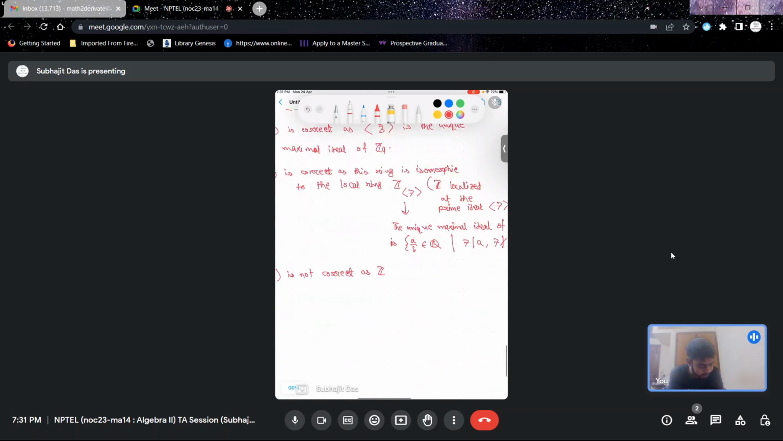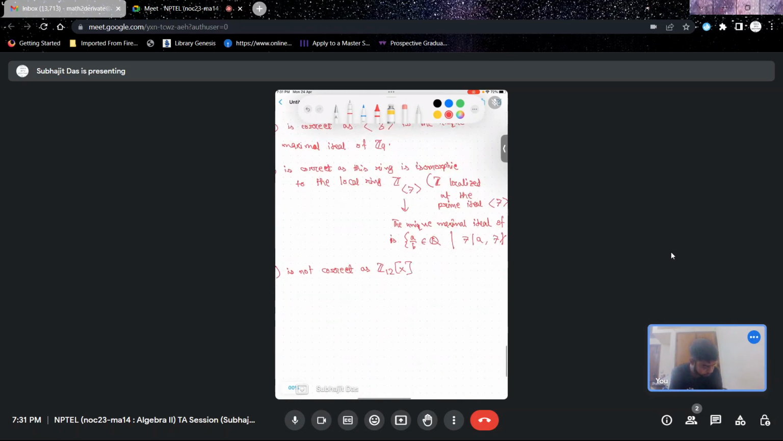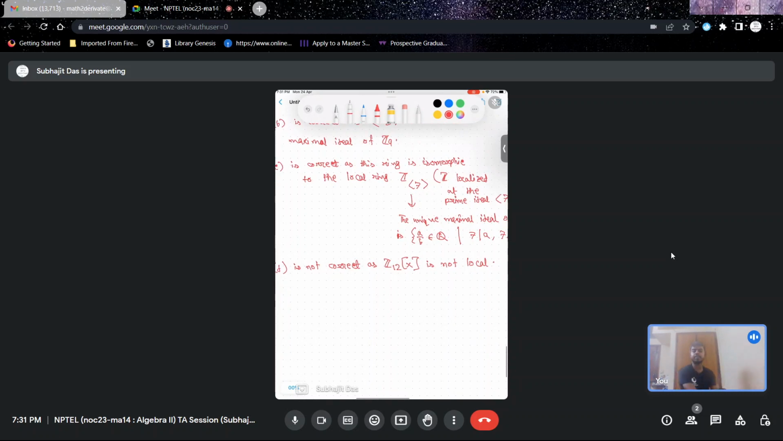Z12[x] is not local. Why is that the case? So what is essentially Z12[x]? It's the ring of polynomials over Z12 in the indeterminate x, right? So why is this not a local ring? Because you just need to find two maximal ideals in this, right? And so what possible maximal ideals can you have?